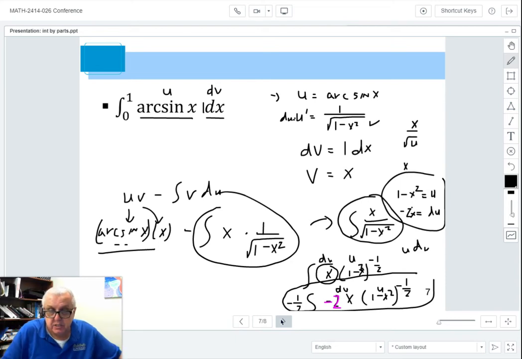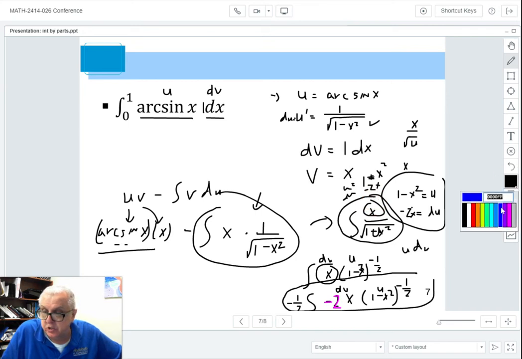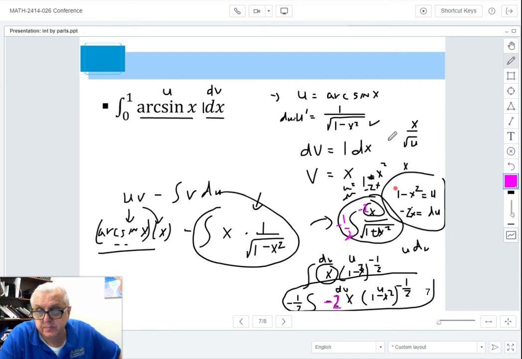The hardest part is integrating this and realizing that this is u, and then du. If 1 minus x squared is u, then du is negative 2x. And somehow I have to put a negative 2 into here. So I have to put a negative 1/2 outside to cancel those out. And then the integration becomes easy.